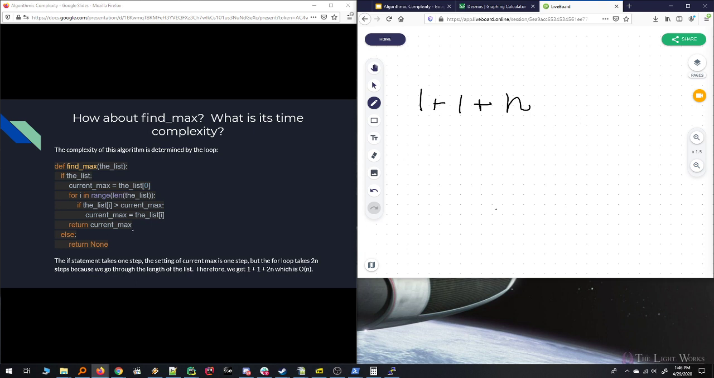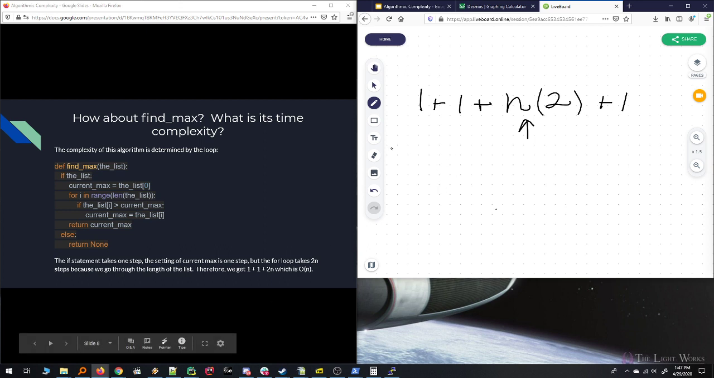And let's say that there are 2 steps here inside of the for loop. So we say 2, right? Because each time... 2. See, I was right. Yeah, of course you were right, Ben. Eventually the answer is always 2. And then it's going to return the current max. So that's one more step.